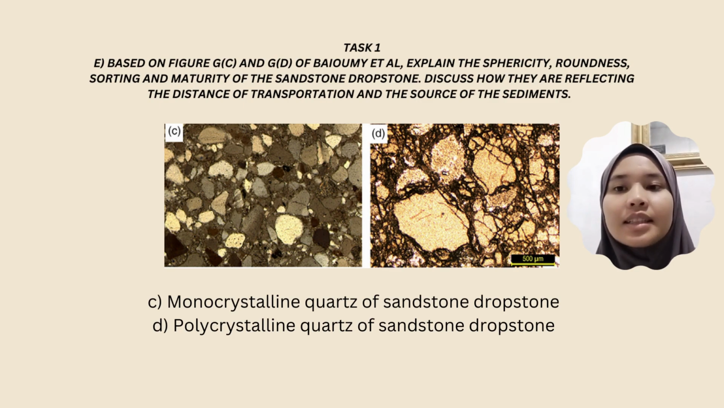Next, based on figure 6D, it is polycrystalline quartz with cracks and quartz overgrowth in some diamictites from the Kenny Hill Formation that are composed of angular to subangular with high sphericity of shape. It has less maturity with decreased and less distance of transport. From here, it shows the source of sediment is from an alluvial fan. This is from me. Thank you.